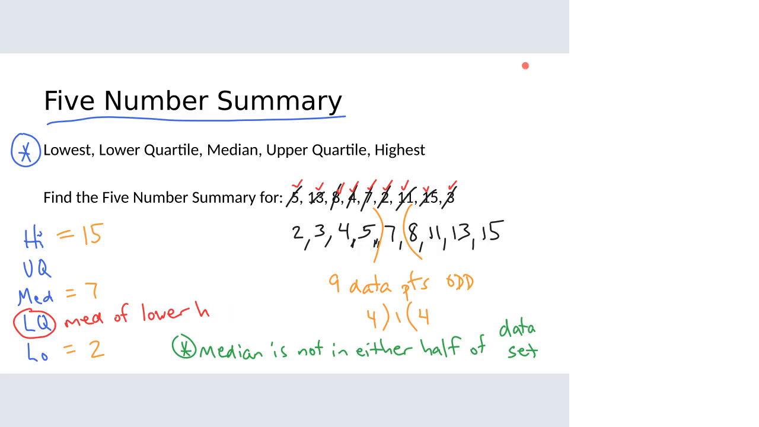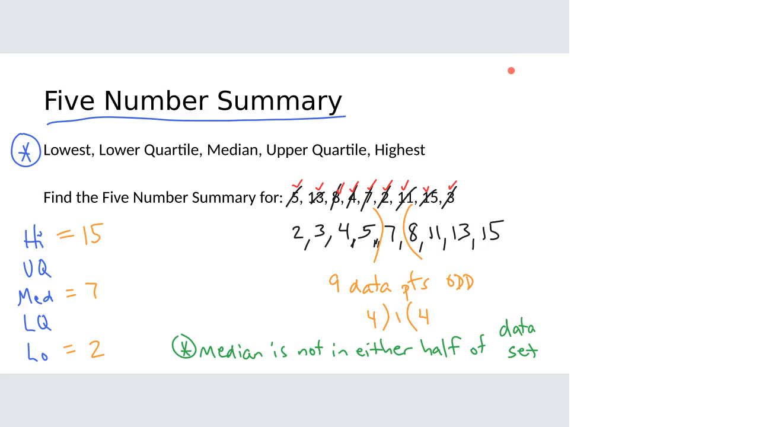And then similarly, when we go to find the upper quartile, we are looking for the median of the upper half. It's important to note the upper half are these numbers right here, and it does not include the median. So we don't want to include the median in either half of the data.